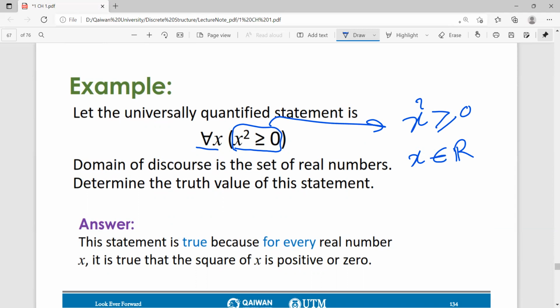X belongs to the real numbers. That means for all elements in the real numbers, if we square them, we must get a number which is 0 or bigger than 0. We must not get negative values by squaring the real numbers.